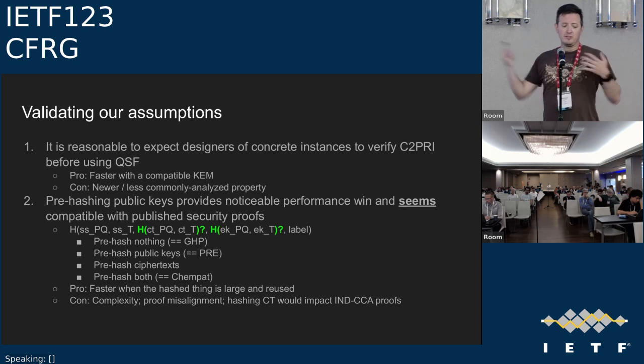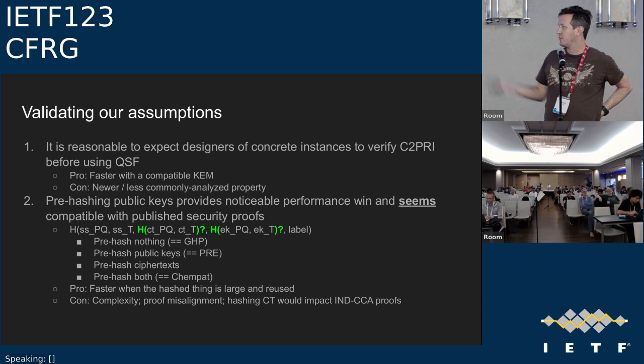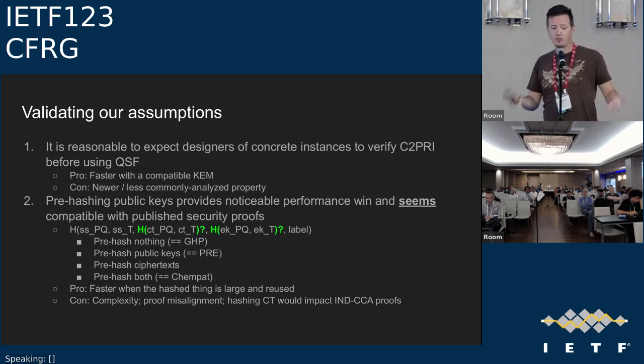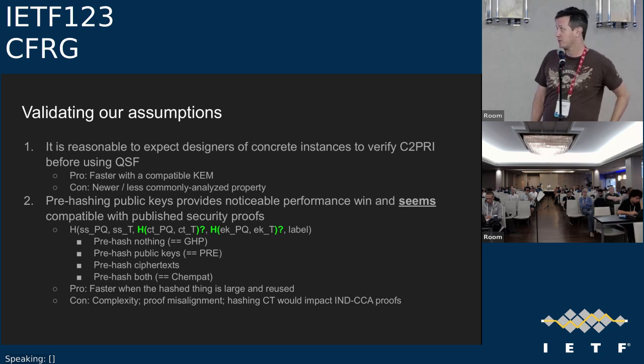The second one is, there are a few options for pre-hashing public keys and ciphertexts. We went with pre-hashing public keys because you do get a bunch of performance improvement in this key reuse use case. And it looks compatible with the published security proofs. There's no security proofs on the specific construction, which makes me a little nervous. But it seems like it's mostly compatible with the GHP proofs. If you start pre-hashing ciphertext, it gets a little dicier. And so we stayed away from that.